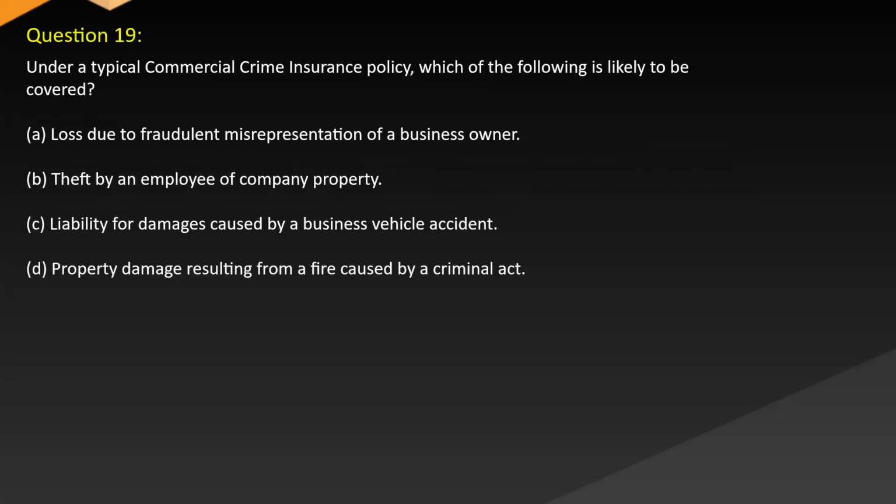Question 19. Under a typical commercial crime insurance policy, which of the following is likely to be covered? A. Loss due to fraudulent misrepresentation of a business owner. B. Theft by an employee of company property. C. Liability for damages caused by a business vehicle accident. D. Property damage resulting from a fire caused by a criminal act.